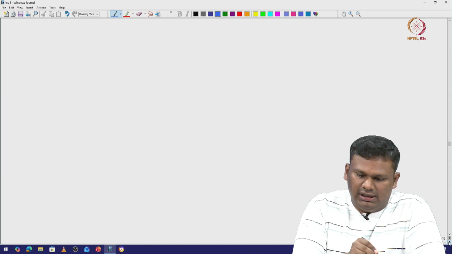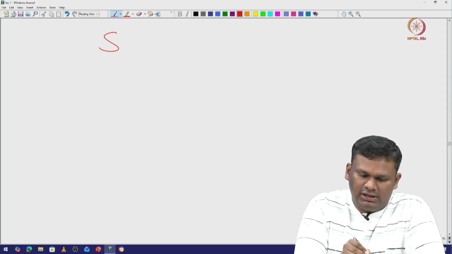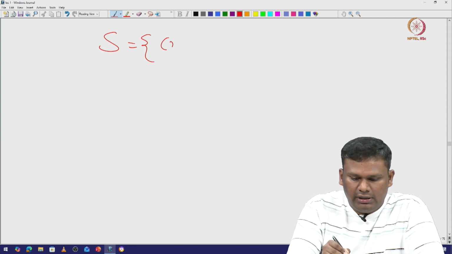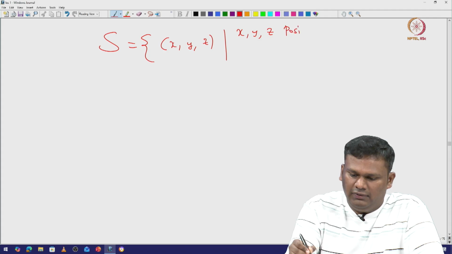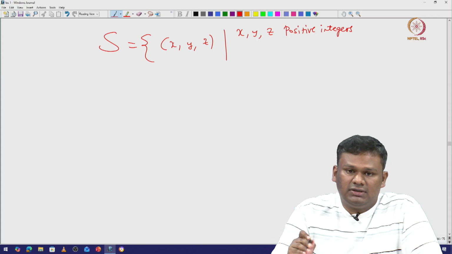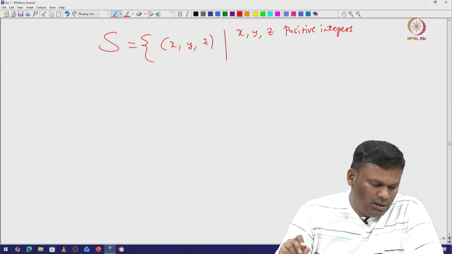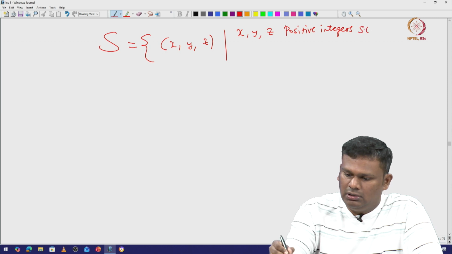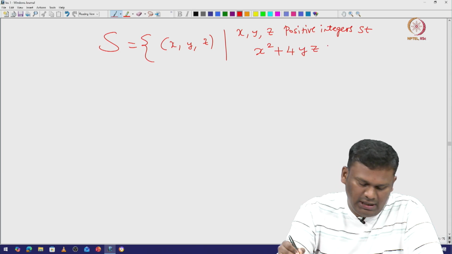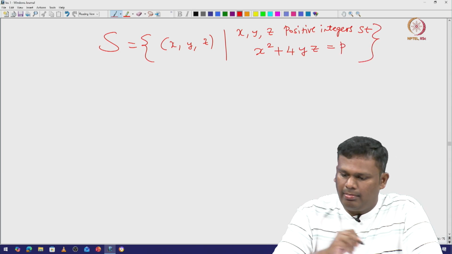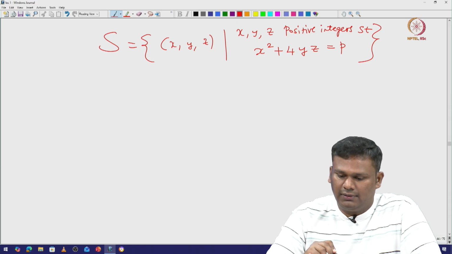Okay. So, what is the set? Take the set S to be the tuples (x, y, z), where they are coming from the natural numbers. X, y, z are positive integers, so for me 1, 2, 3 etc., such that x squared plus 4yz is given by p. Okay. So, this is the set that we are taking.